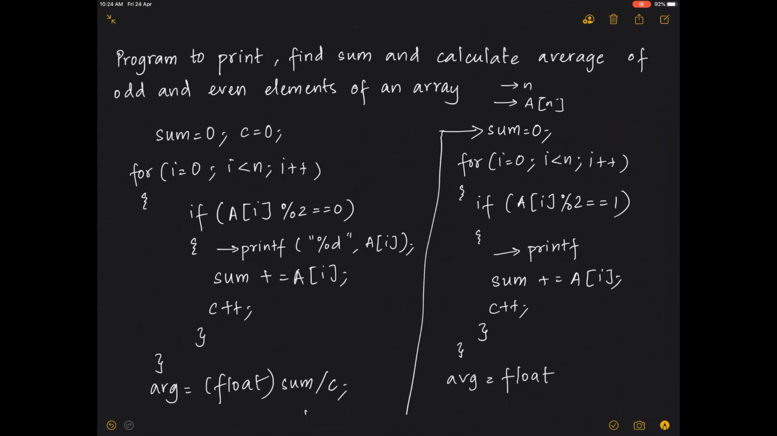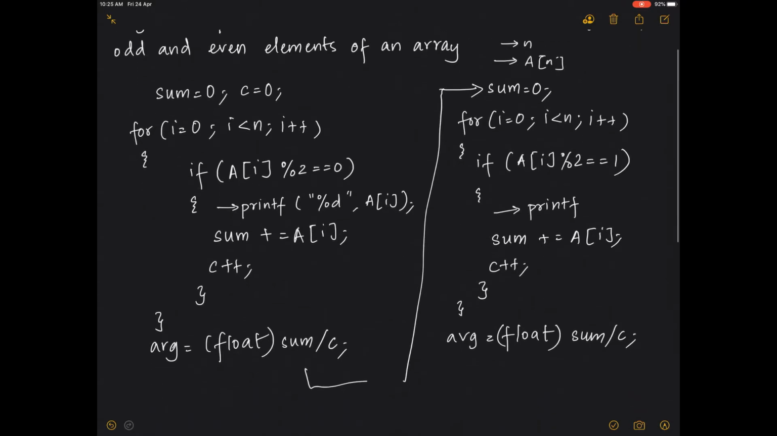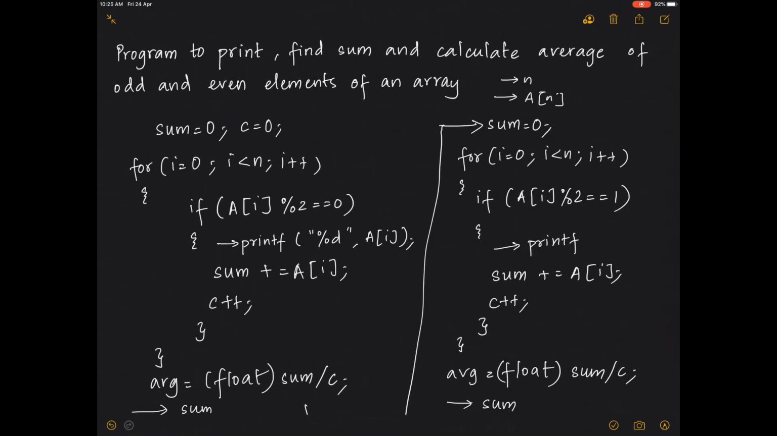Calculate the average. Now printing the average should happen in between the loops, since we are overwriting the variables and we are reusing the variables. So do not forget to print the elements. You are supposed to print your sum and average over here. Same goes for what we did in the previous program: print the sum and average before you reuse the variables again. So this is the program to print, find the sum and calculate the average of odd and even elements in an array. Now let's see this in the code.